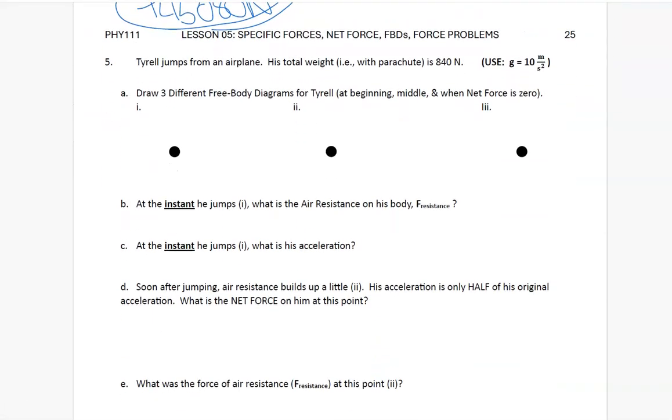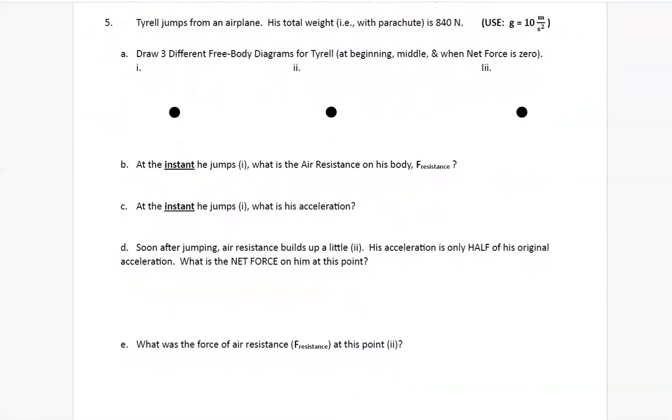Okay, looking at the next vertical motion problem, we have a slightly different setup here. You'll notice that in this problem, you are asked to use a rounded value for g of 10 meters per second squared. And this will make your calculations actually much, much easier. So let's just use that for now.